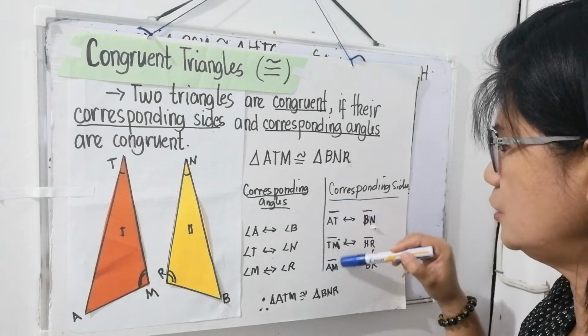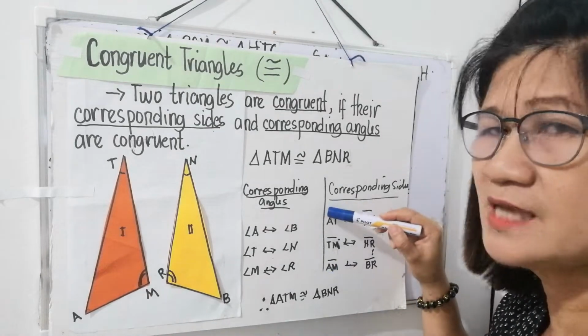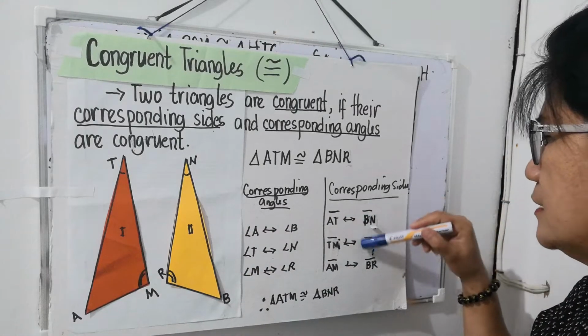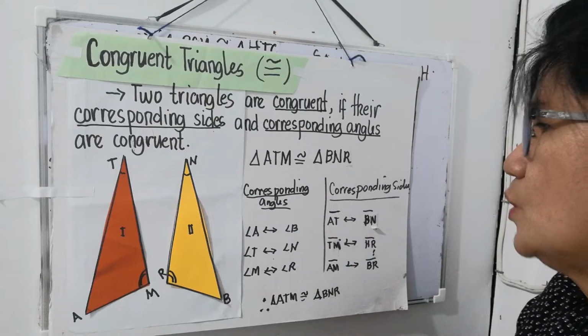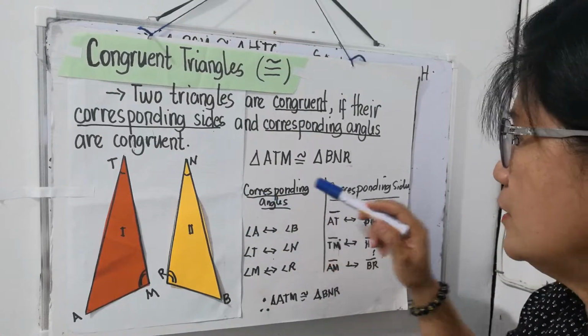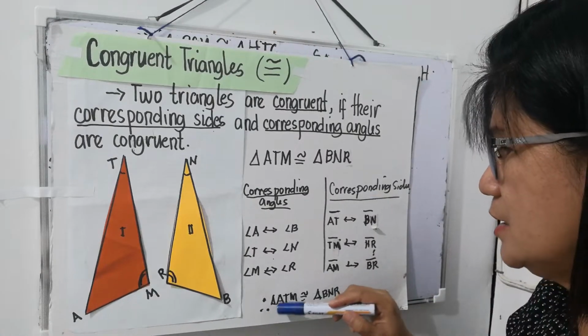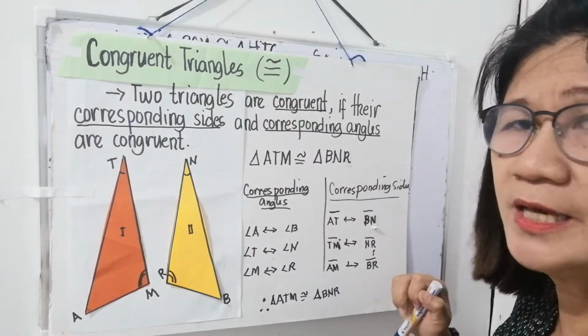And then, mapapansin ninyo dito, sa unang column, lahat sila ay mga sides ni triangle ATM. Ito naman ay mga sides ni triangle BNR. So, since their corresponding parts are congruent, therefore, triangle ATM is congruent to triangle BNR.